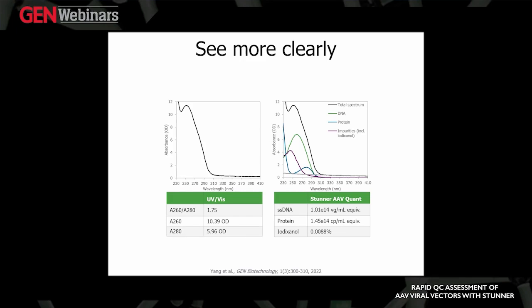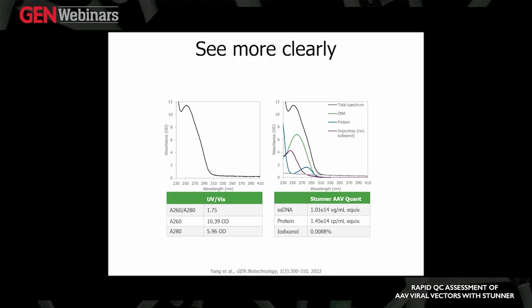It can use unmixing deconvolution algorithms to break down the total spectrum, shown on the left, into the individual spectra that add up to that total signal. So in other words, the black line on the left is the same as the black line on the right, but with Stunner's unmixing algorithms, we can break it down into what's shown in the green line, which is the DNA present in this AAV sample, the blue line, which is protein, and purple, which is all impurities, but here it's composed mostly of iodixanol.